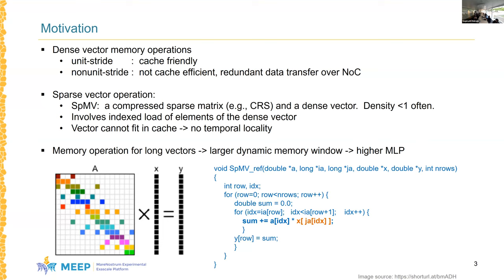Another thing is that if you look at long memory instructions, the instructions which involve long vectors, this results in a larger dynamic memory window. So the memory controllers have requests from different locations of the sparse matrix and different locations of the vector. Some of the requests correspond to the same row of the DRAM, let's say, then it can coalesce them and bring the data together. So the memory throughput is improved. That's the benefit we get from the long vector. So these changes are targeted in the ACME architecture.